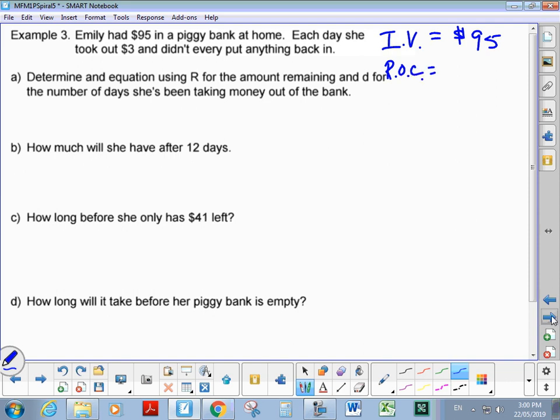The rate of change, she took out. What does "took out" mean?